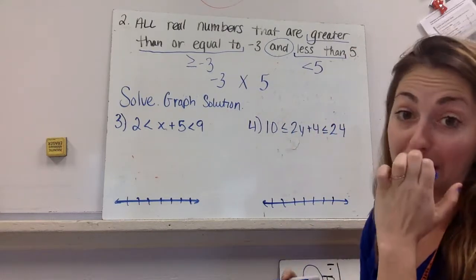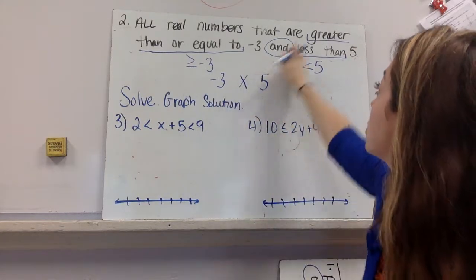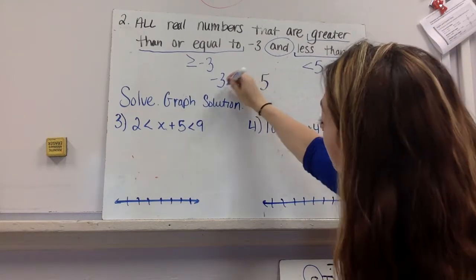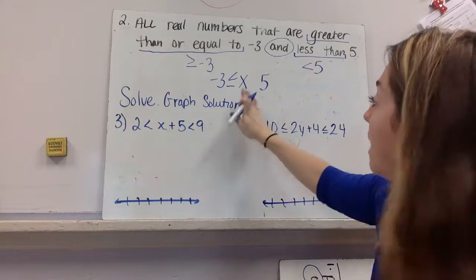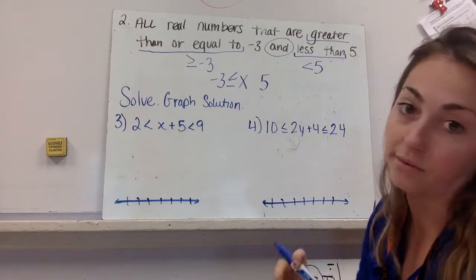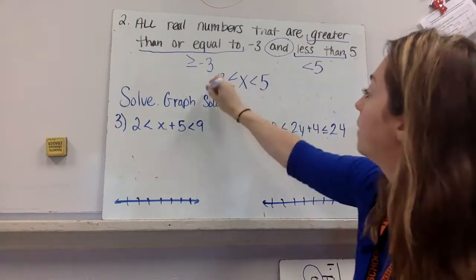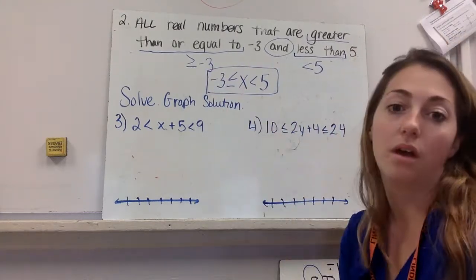And now I just got to take each piece at a time. X is greater than or equal to -3. So from this point of view, greater than or equal to -3. It's backwards. X is greater than or equal to -3. And x is less than 5. That's my answer.